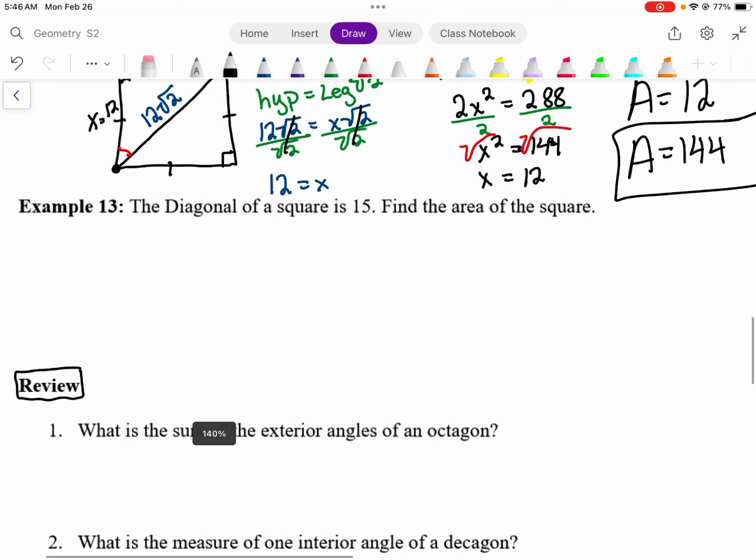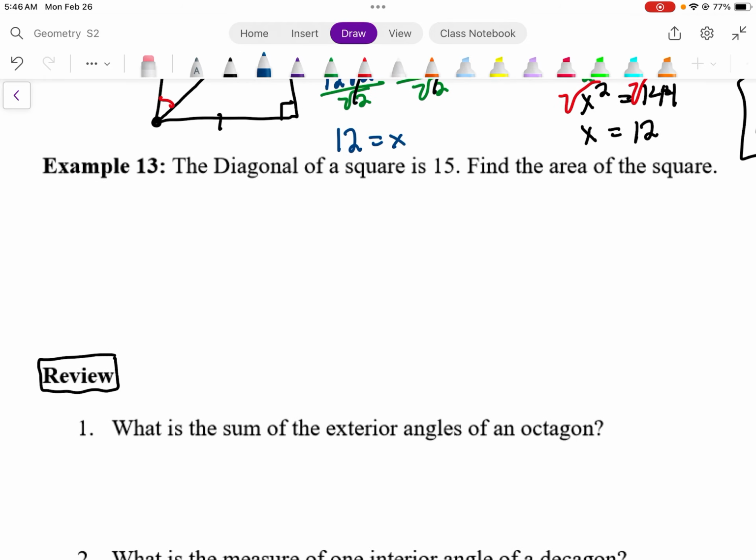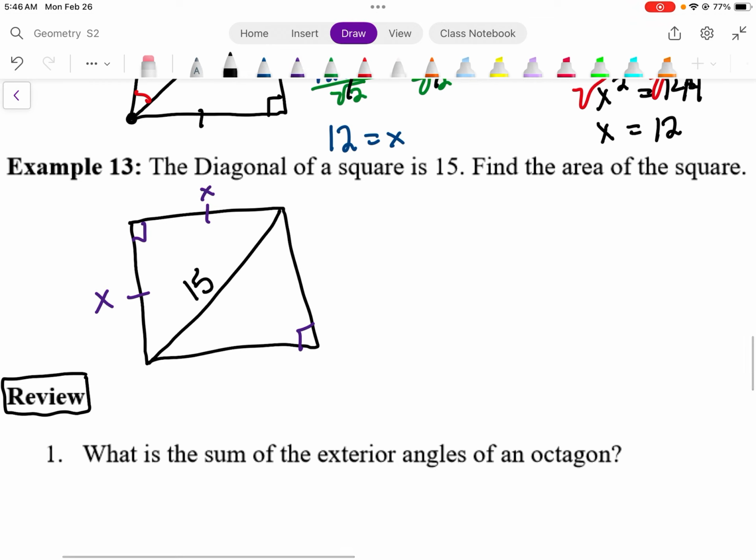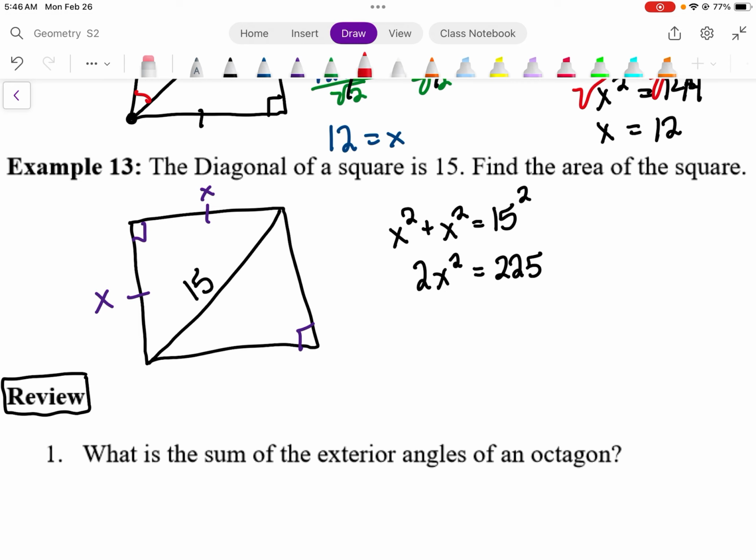Okay, so then example 13, if you want to pause and try that one on your own. This one is also a square. This time our diagonal is 15. So if we set up Pythagorean theorem again, or you can use the special right triangles if you remember that, we would have x squared plus x squared equals 15 squared. And then if we combine our like terms and square 15, we're going to get 225. Then we would divide by 2.